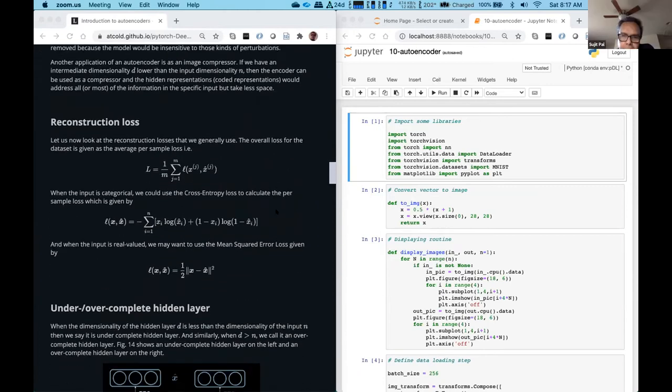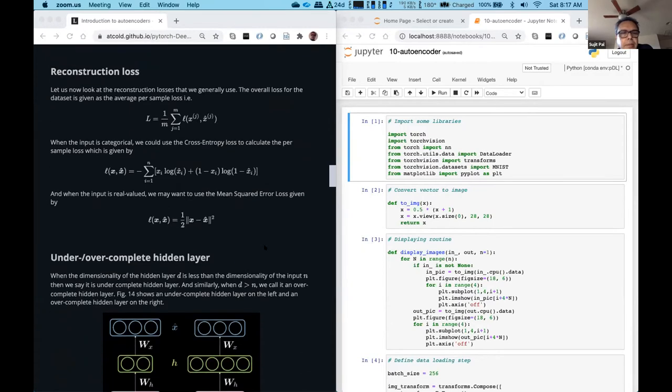Okay, so, reconstruction loss. Reconstruction loss is really simple. We know our input is the same as output, or at least that's what we expect it to be. So y and x are the same, and the idea is to minimize the difference between x and x hat in this case. Again, there's nothing new here. For classification tasks, or when the input is categorical, we can use the cross entropy loss as the loss function. And when the input is real valued, we can use mean squared error. So the point is there is nothing new here. It's only the inputs and the outputs which are different.